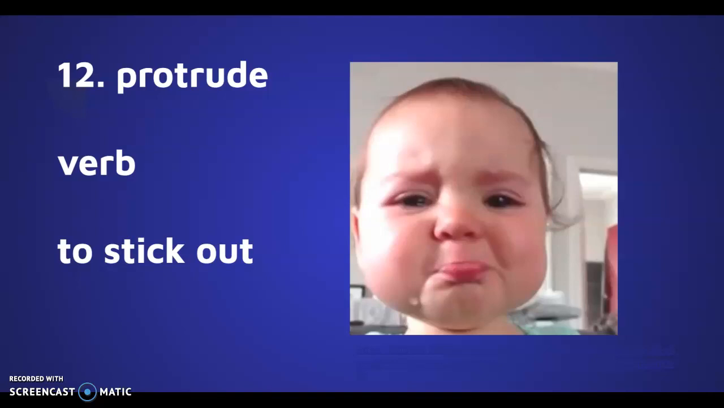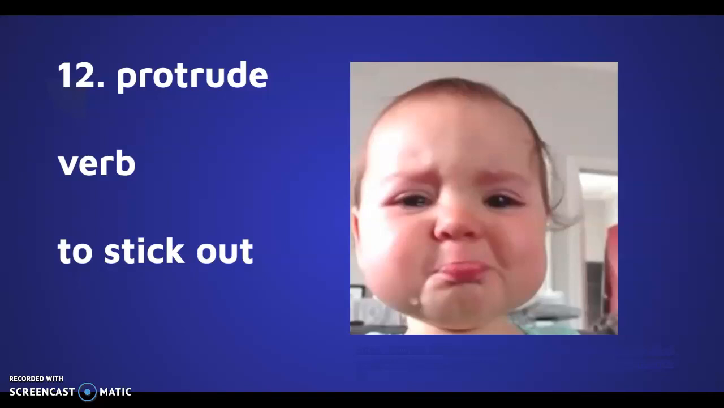So what is protruding on this baby's face? The lower lip. And you could maybe imagine that, seeing someone really sad or a kid trying to make someone feel bad for them. Their lower lip is protruding. It's sticking out. So make sure you get this in your notes. Protrude is a verb. It means to stick out.